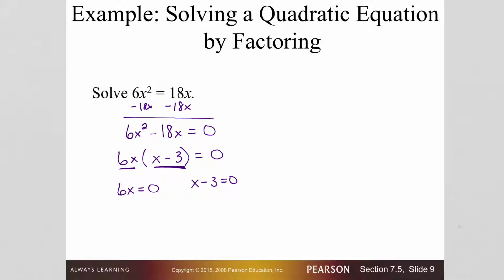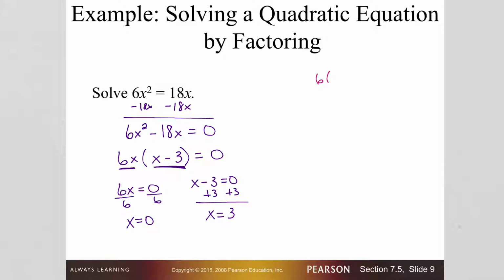So on the left side, I'm going to divide both sides by 6, and I get that x is equal to 0. On the right side, I'm going to add 3 to both sides, and I get that x is equal to 3. So now I can test my answers. I'm going to put 0 in where I see x, see if it creates a true statement.